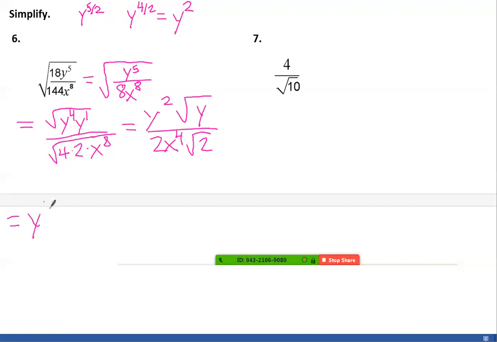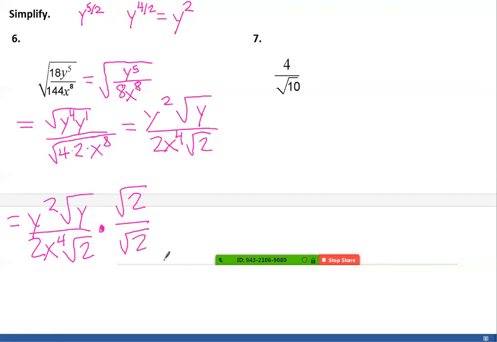So you get y squared times the square root of y over 2x to the 4th times the square root of 2. We multiply by the square root of 2 over the square root of 2. Why is that? When you multiply, the square root of a times the square root of b is equal to the square root of a times b. And so square root of 2 times square root of 2 is the square root of 4, and that's just 2. So now we have 2x to the 4th times the square root of 4.